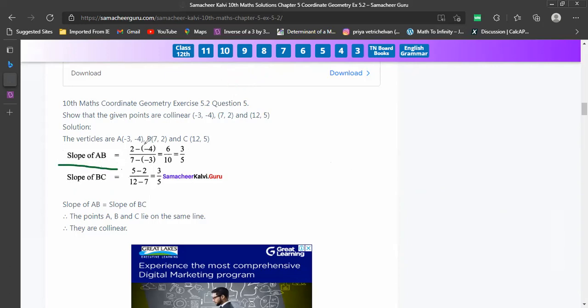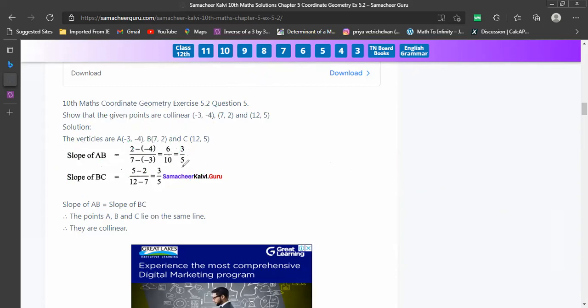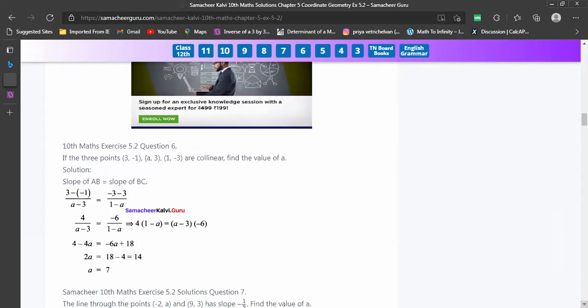You know how to check slope of AB. You just have to substitute in the y2 minus y1 upon x2 minus x1 formula. Similarly, for BC also you have to use the same formula. So for AB, for these 2 points, they are getting the answer as 3 by 5. And for these 2 points, they are getting the answer as 3 by 5. So slope of AB is equal to slope of BC. So from that we can say they are collinear.